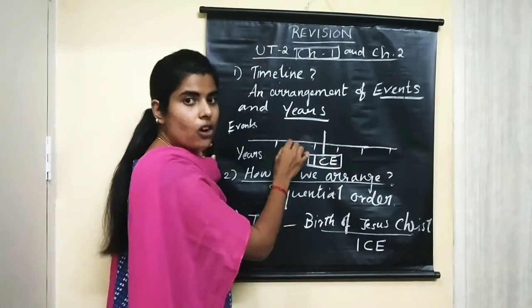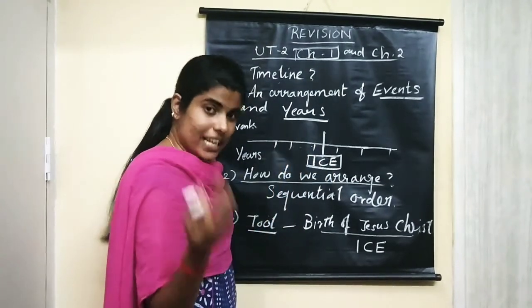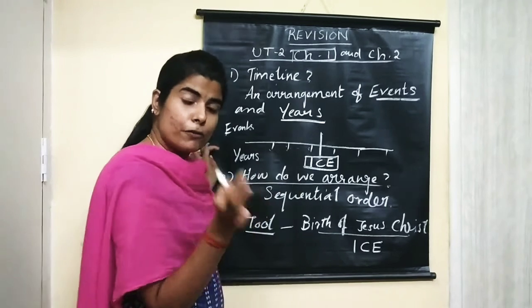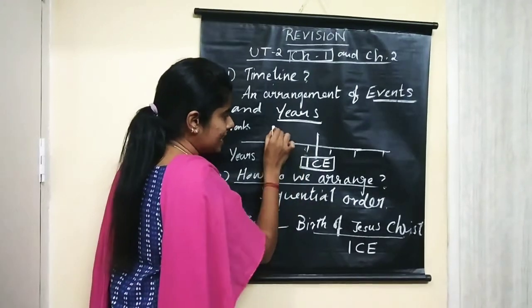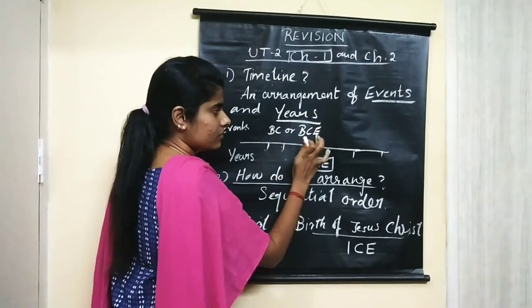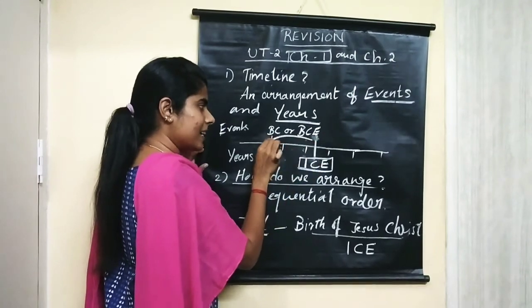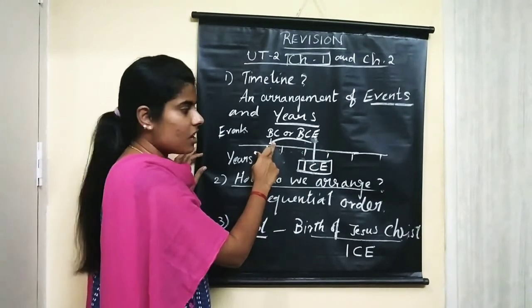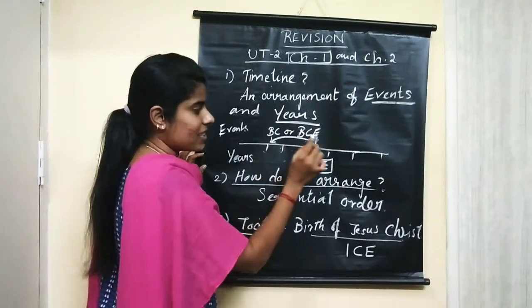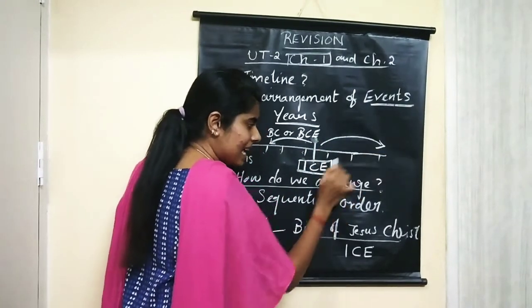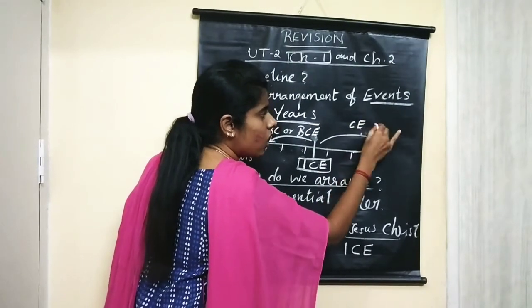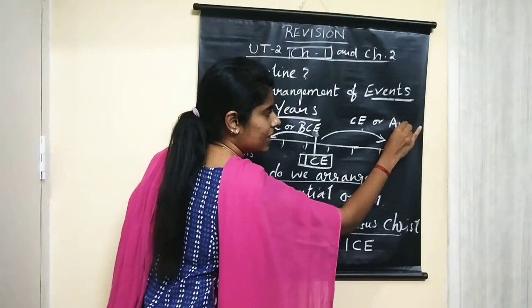And the events or the activities or the days which you need to remember, some memorable days, those events which happened before his birth, we call it before Christ or before common era. Okay children, the events which happened before Jesus Christ's birth, we call it before Christ or before common era. Okay children, and the events which happen after Jesus Christ's birth, we call it common era or Anno Domini.